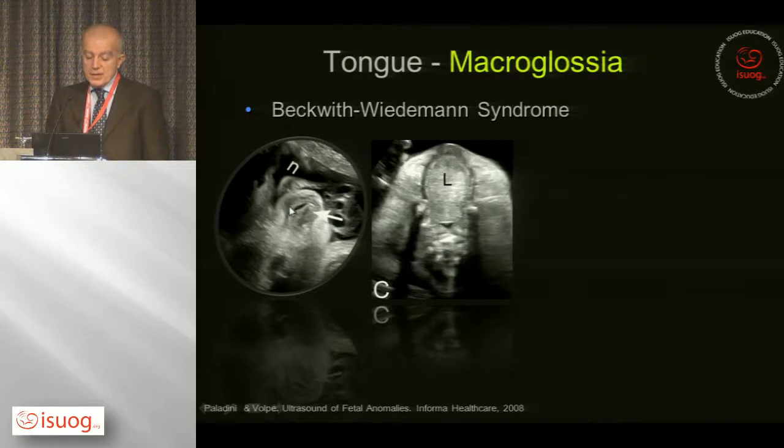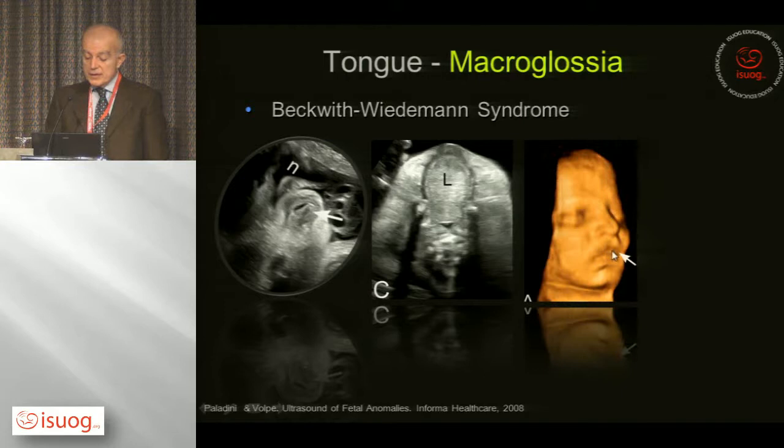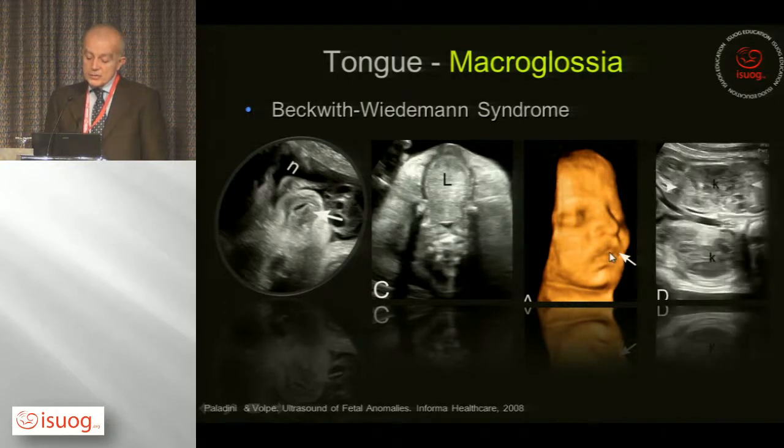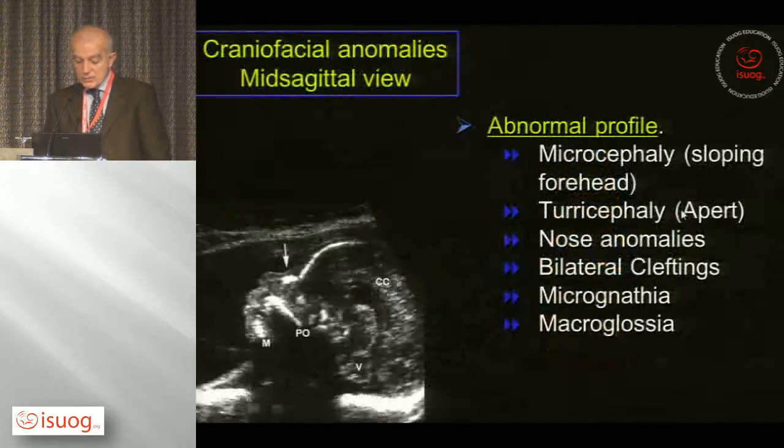And you see here the tip of the tongue protruding in between the lips. And this is the 3D rendering with the tip of the tongue showing here. But of course, you have to find other abnormalities such as omphalocele or visceromegaly. These are two large kidneys in the same baby supporting this type of diagnosis.